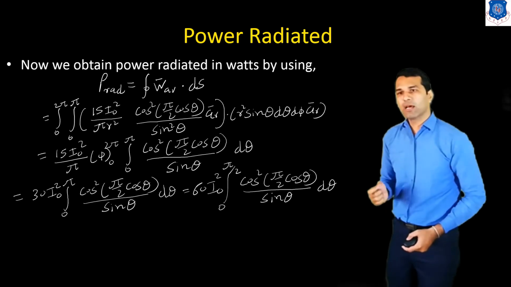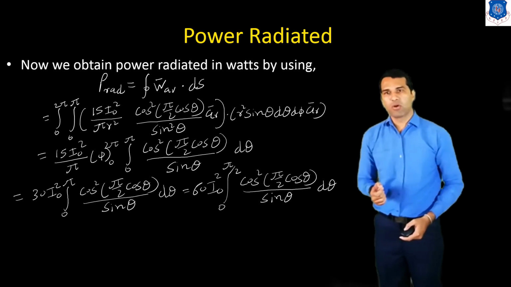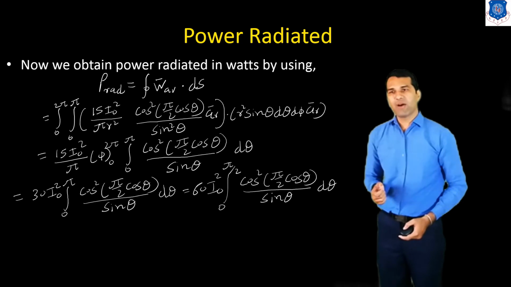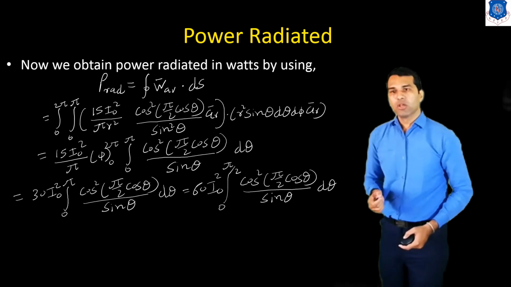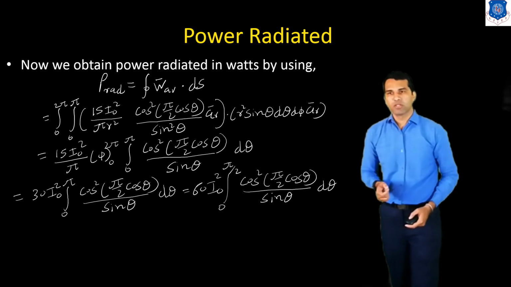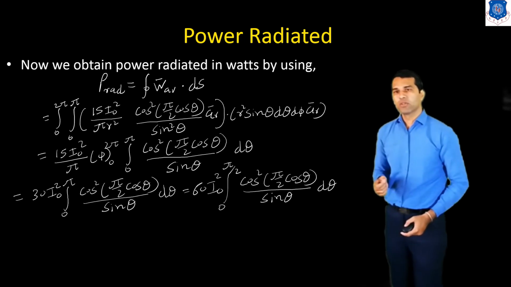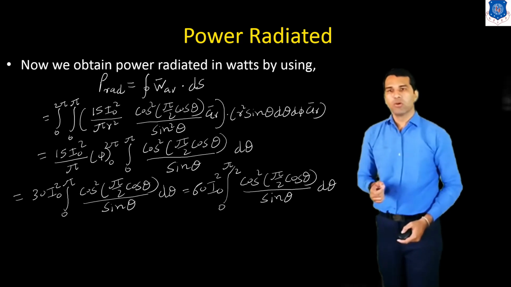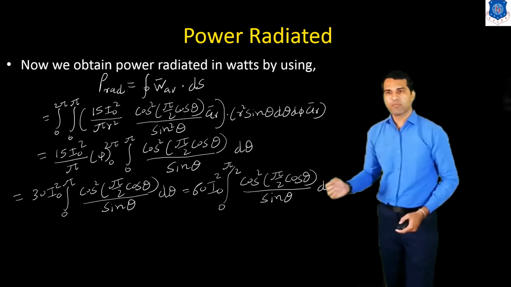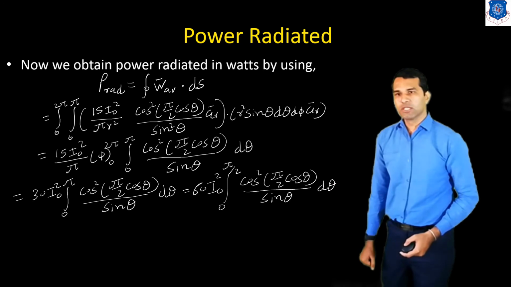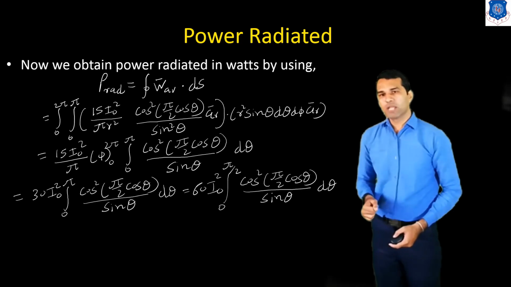Now we solve this integration term. 15 I0 square upon pi is common. Now we take the integration for phi, so d phi becomes phi, and we put the limit 0 to 2 pi. The second integration is 0 to pi, cos square of pi by 2 cos theta upon sin theta d theta. When we solve this, we get 30 I0 square, integral 0 to pi, cos square of pi by 2 cos theta upon sin theta d theta. So we have this integration term: 60 I0 square, integral 0 to pi by 2, cos square of pi by 2 cos theta upon sin theta d theta.